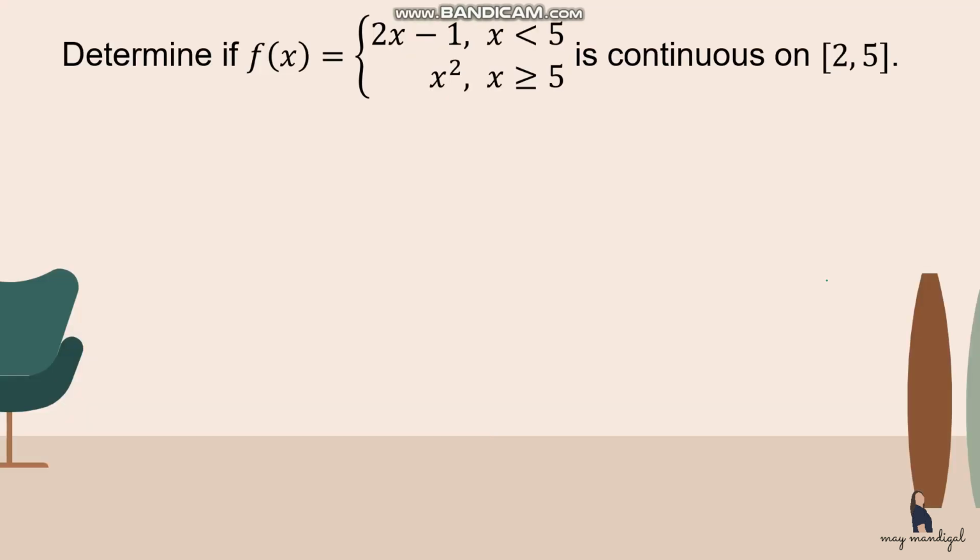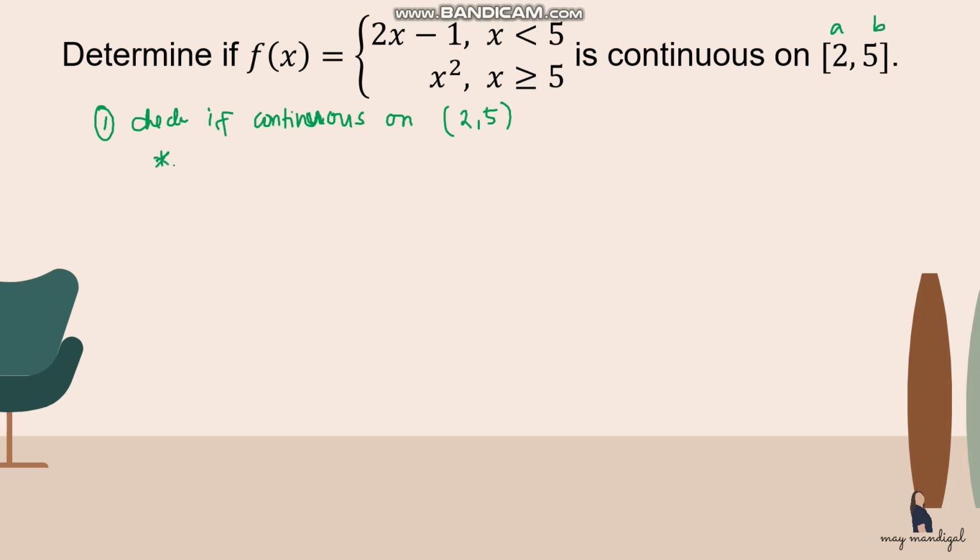Now, let's try to determine if the given function is continuous on [2, 5], with 5 included. First thing that we have to do is check if it's continuous on (2, 5). So we're checking if it's continuous on the open interval, so we just have to change the symbols here. By the way, this is a and this is b.